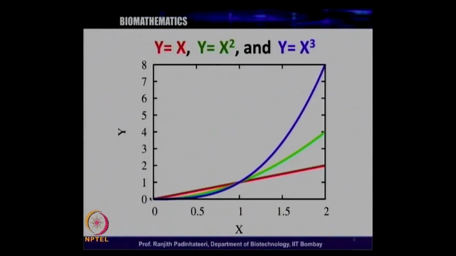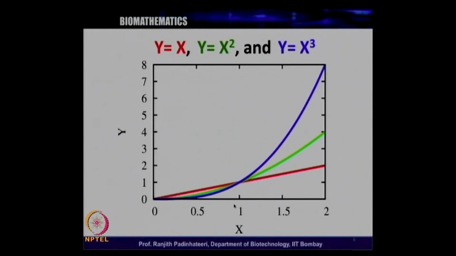As we saw this plot last time, y is equal to x is a straight line, seen in red here. y is equal to x square is the quadratic function, which is shown here in green, and y is equal to x cube is this curve seen in blue here.